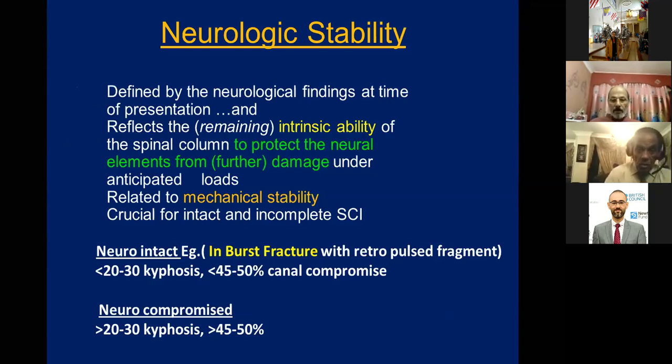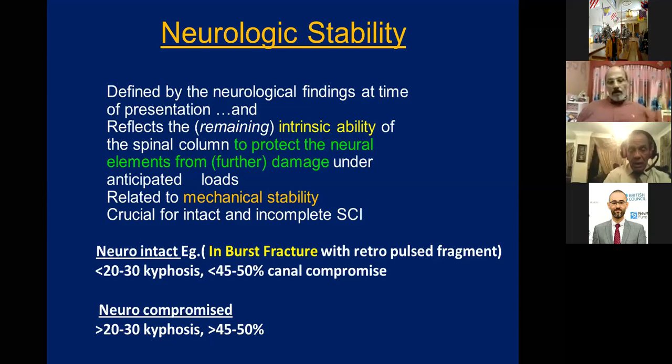Neurologic stability is defined by the neurological findings at the time of presentation and reflects the remaining intrinsic ability of the spinal column to protect the neural elements from further damage under anticipated load. It is related to mechanical stability, crucial for intact and incomplete spinal cord injury.